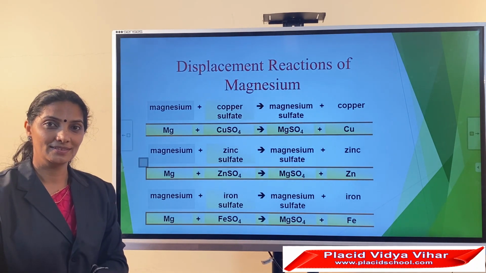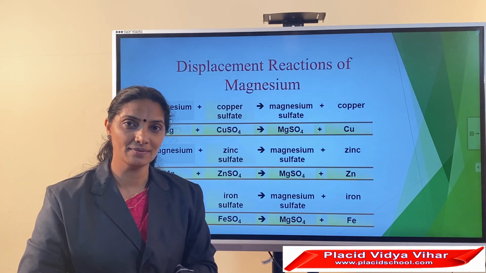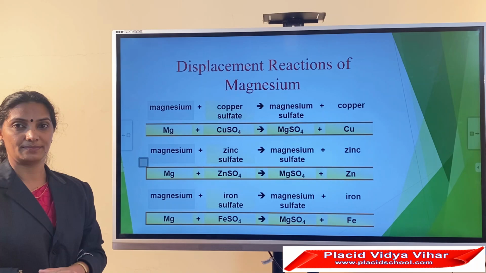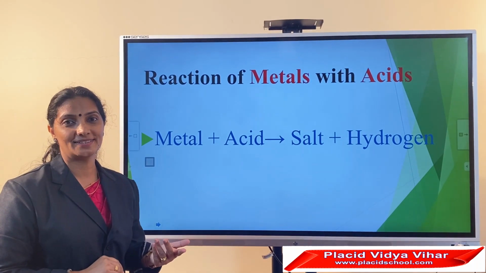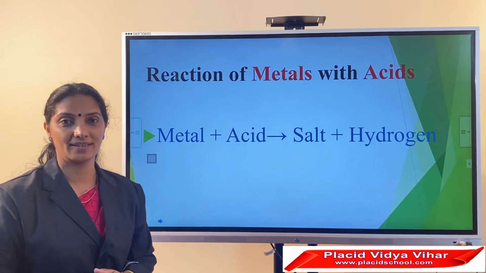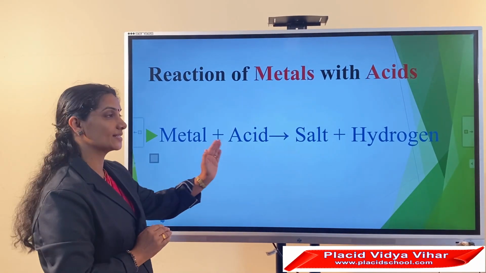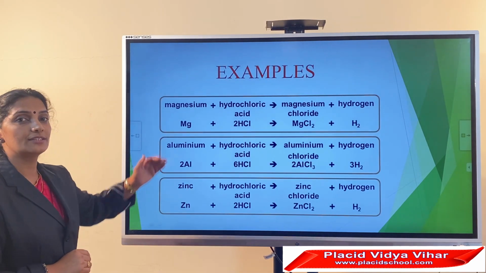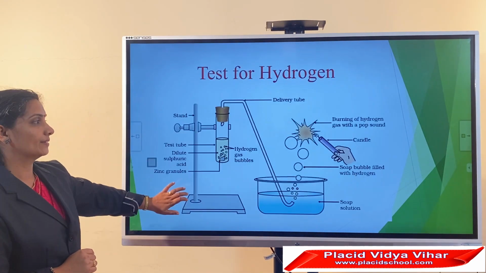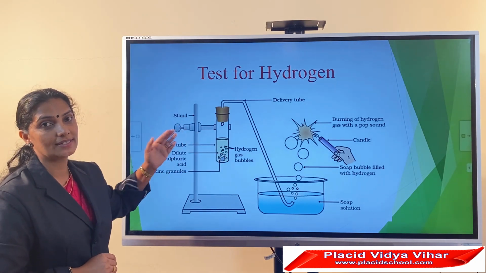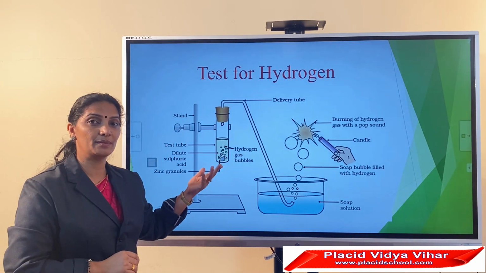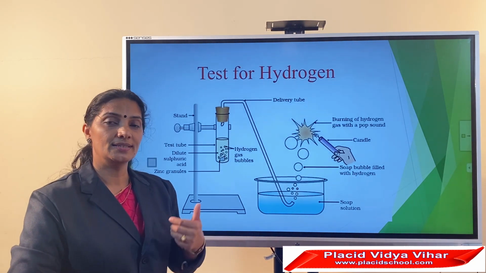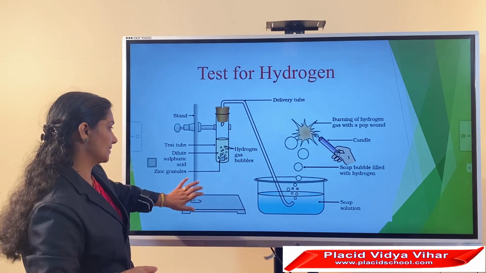Is it clear? Did you get all the points of today's discussion? Yes. Let's go back to today's topic, summary. Today we started with the reaction of metals with acids. When a metal reacts with acid, it forms salt and hydrogen. Different examples. Test for hydrogen gas. Hydrogen gas is tested by bringing a burning matchstick. If it produces a pop sound, we can say the reaction produces hydrogen gas.